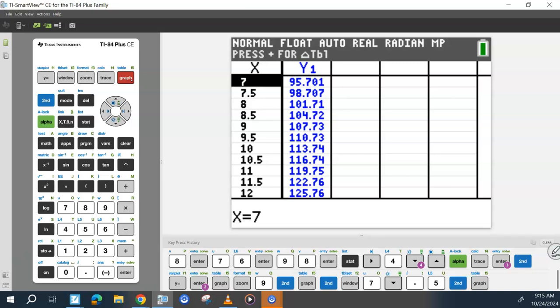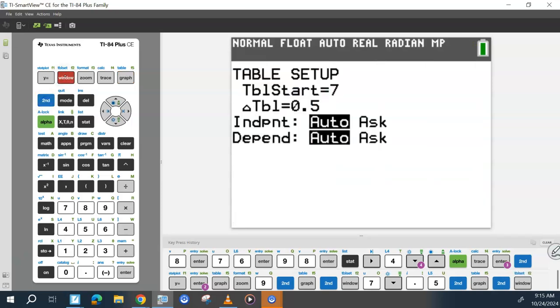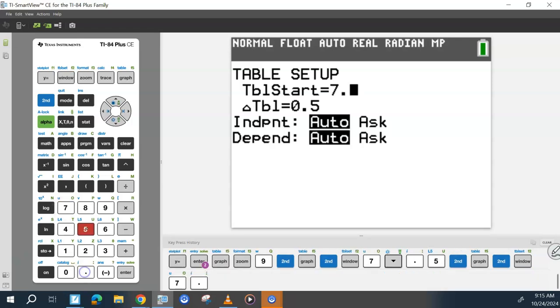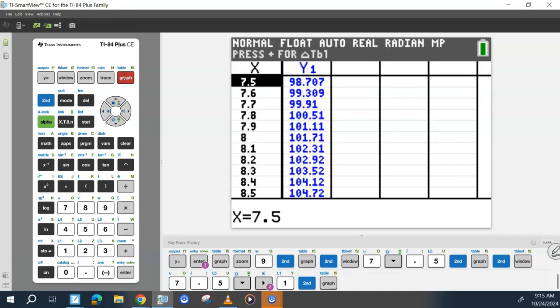So I'm going to change that one more time. Go back to second window. Now I want this to be 7.5, and I'm going to change this to 0.1 instead. And then go back to the table, second graph. So now I can see at 7.8, where it was 7.71, so between 7.7 and 7.8, it definitely goes over 100.